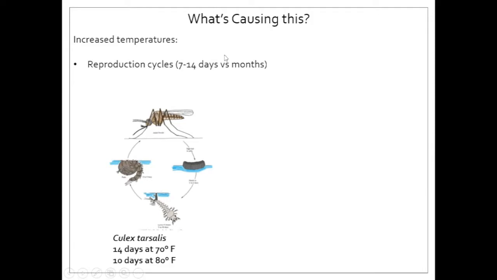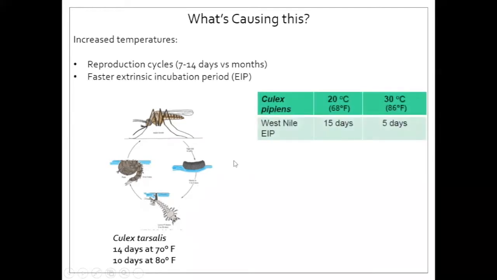So typically, mosquitoes might take a few weeks, maybe even some months. But if you look at the example of this mosquito Culex tarsalis, at 70 degrees Fahrenheit, it takes 14 days for this mosquito to go through a full life cycle. At 80 degrees Fahrenheit, it takes only 10 days for that mosquito to complete the same life cycle. Now, 14 days may not seem like a heck of a lot of time, but if you think about this over the course of an entire summer, that can amount to thousands of more individuals just by shaving off a few days.